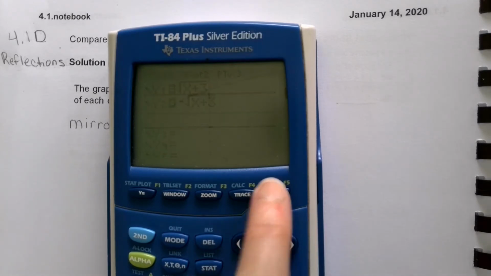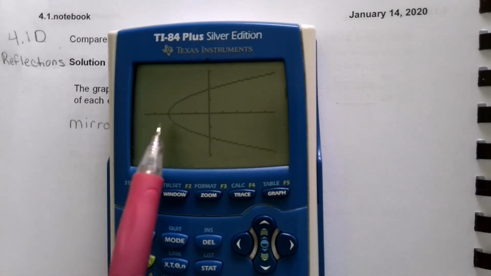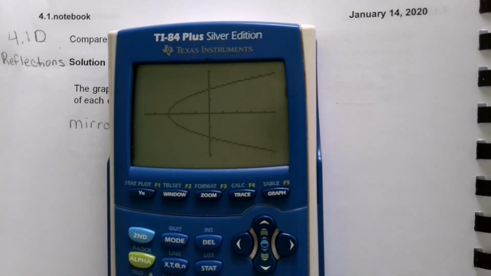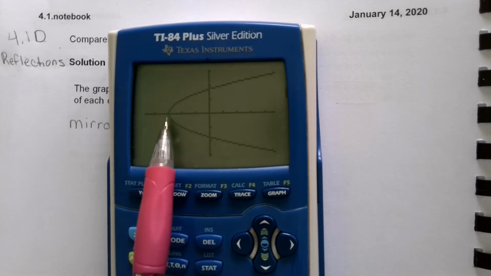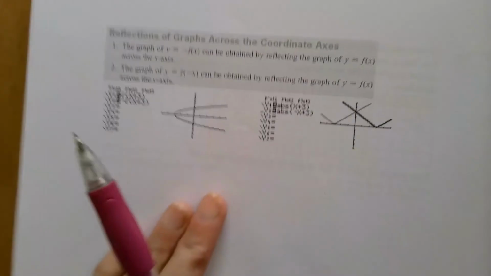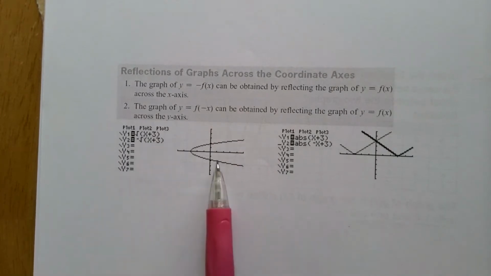Now if I go to graph it, the first graph was already there, so we see the second graph is the down here part. It's not really one graph, it's two separate graphs. That problem I did corresponds to this one down here.